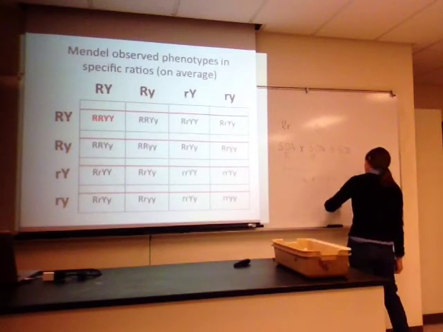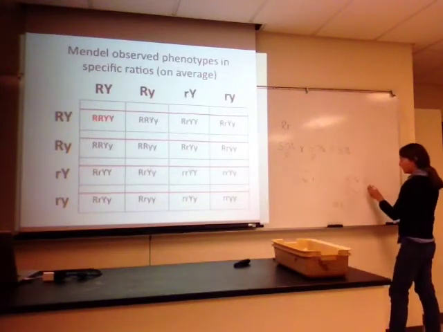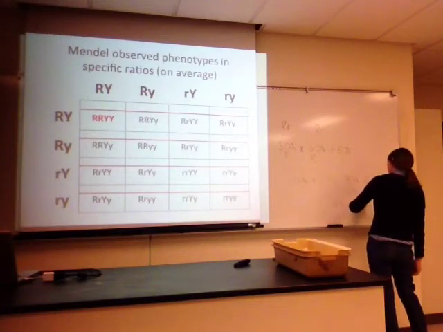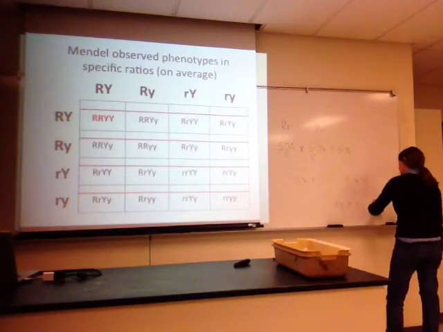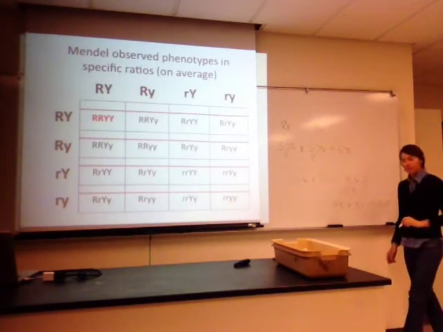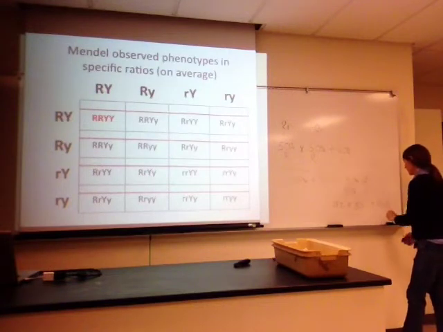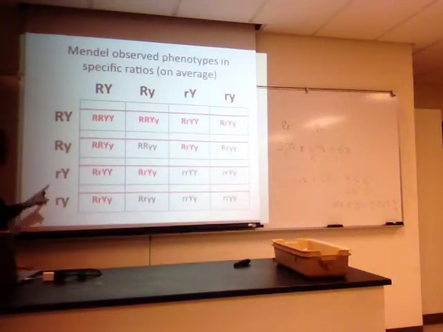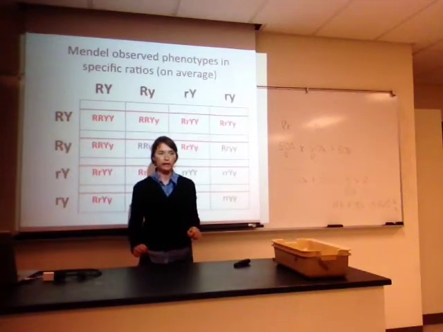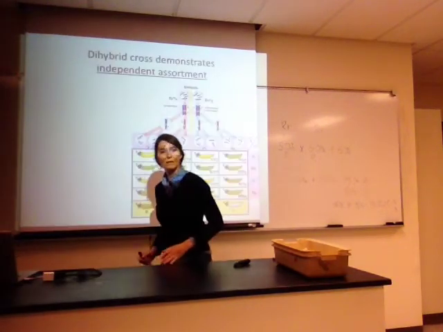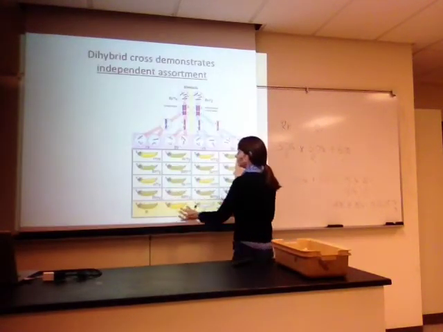So what is the percent chance of getting at least one R and at least one Y? It's 75% of 75%, which is about 56%. 0.5625 times 16 equals 9. So we see 9 that have at least one big R and at least one big Y. This is the exact same thing Mendel saw. These are basically what they look like.